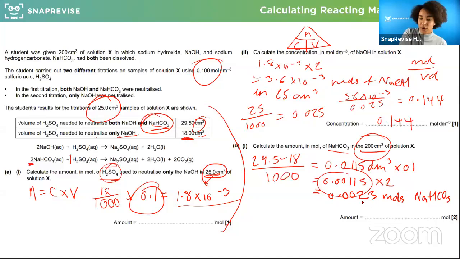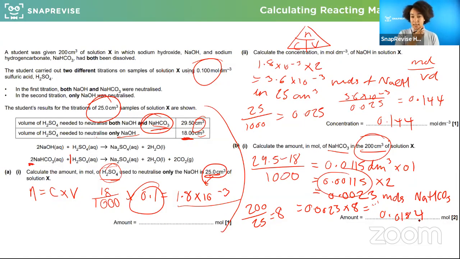Cool. So we need to times this number by something that will make it for 200 cm cubed, right? So to work out what that number is, we're going to do 200 divided by 25, which is 8. So we're going to do 0.0023 times 8, which is the same as 0.0184. Does that make sense?